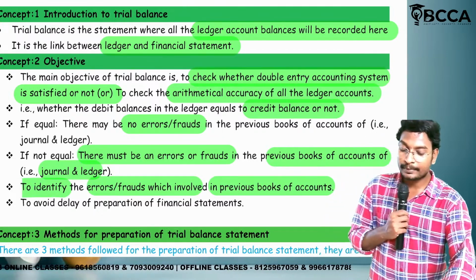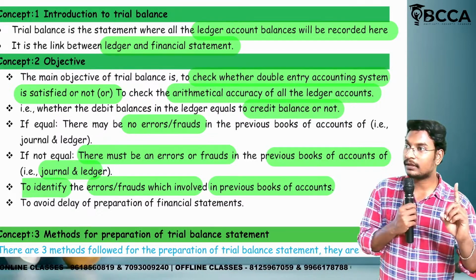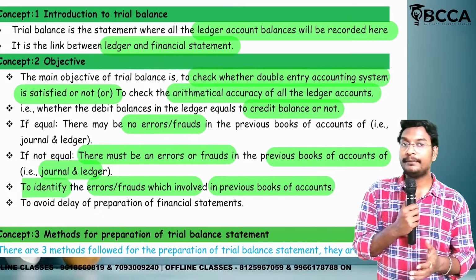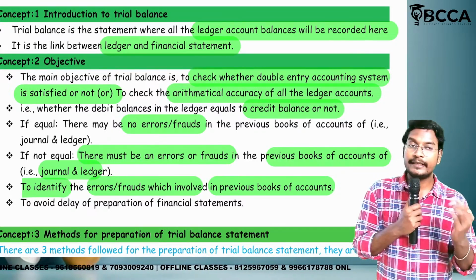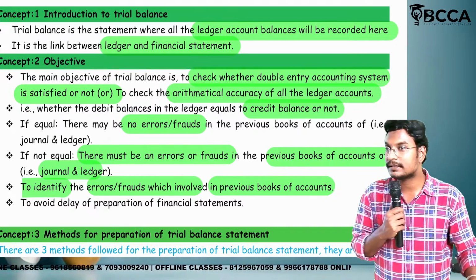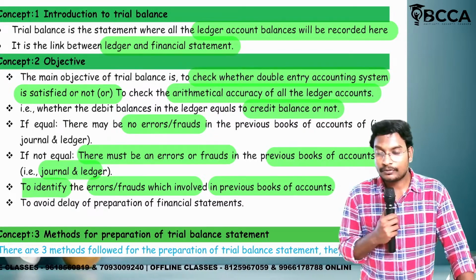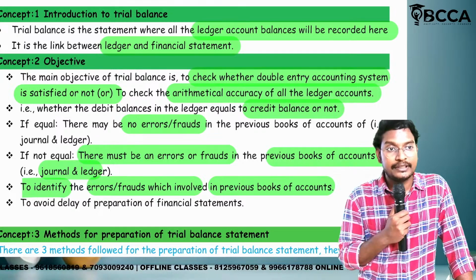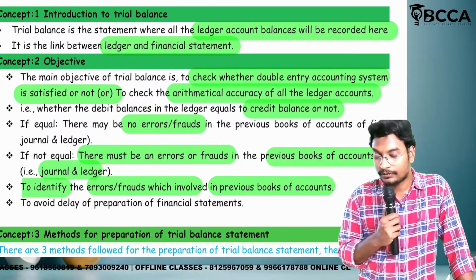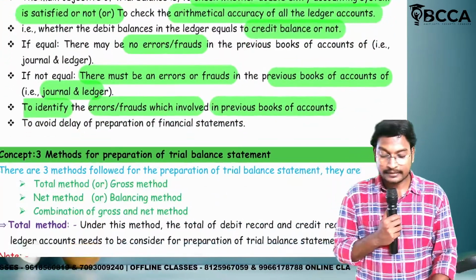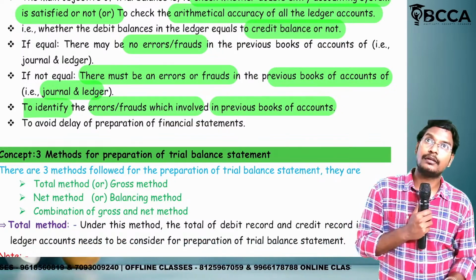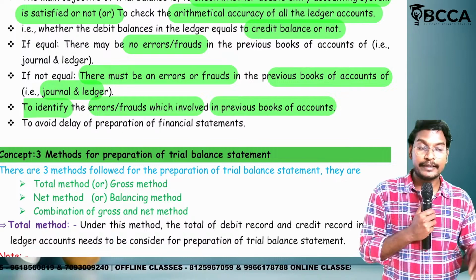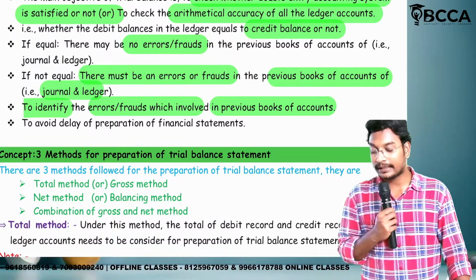What is the need for preparation of trial balance? First objective is arithmetical accuracy. What is the meaning of arithmetical accuracy? All the debit balances must be equal to the credit balances, because we have followed the double entry system. If it is equal, there are no errors and fraud. If it is not equal, there will be errors and fraud. Next, to identify the errors and frauds. Equal means no errors, not equal means there are errors. In order to identify this, we prepare the trial balance.